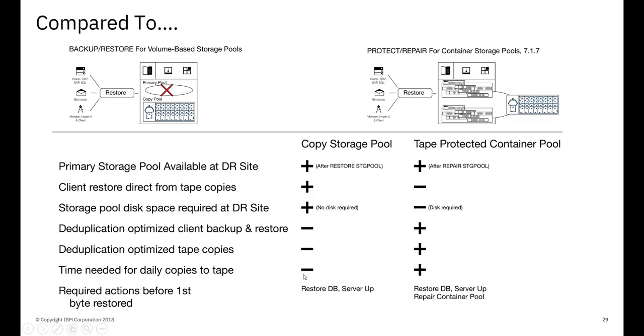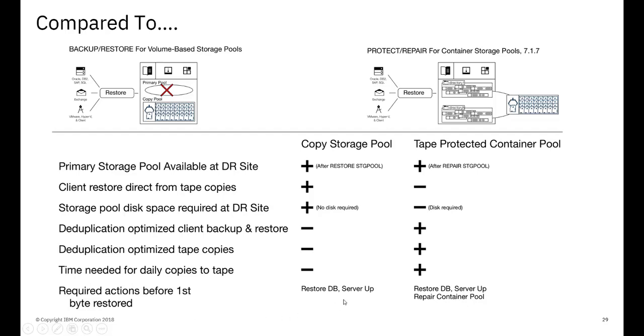And then the time needed for daily copies to tape. For a copy storage pool, we're having to copy over all of the data in its full format. Even though it is an incremental copy, those files will not have been deduplicated or compressed. Versus with a container storage pool, we're only copying over the deduplicated extents that need to be written out.